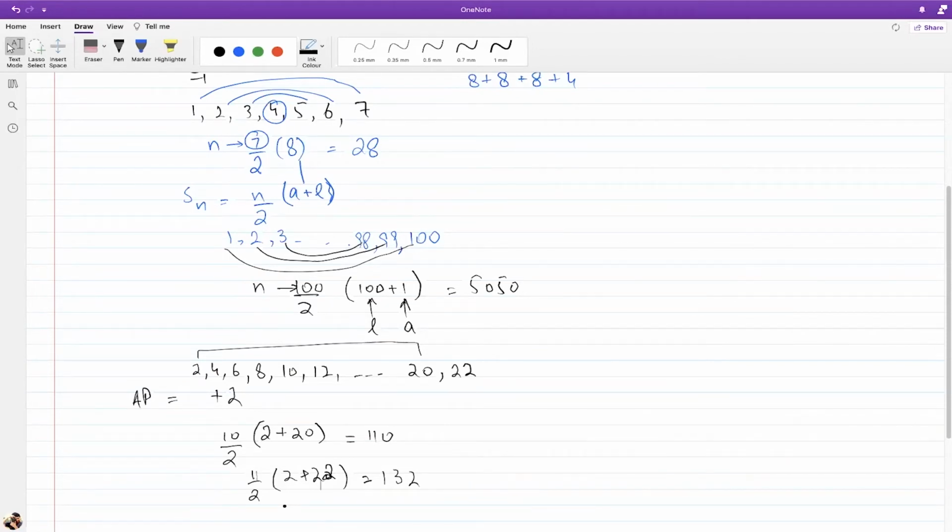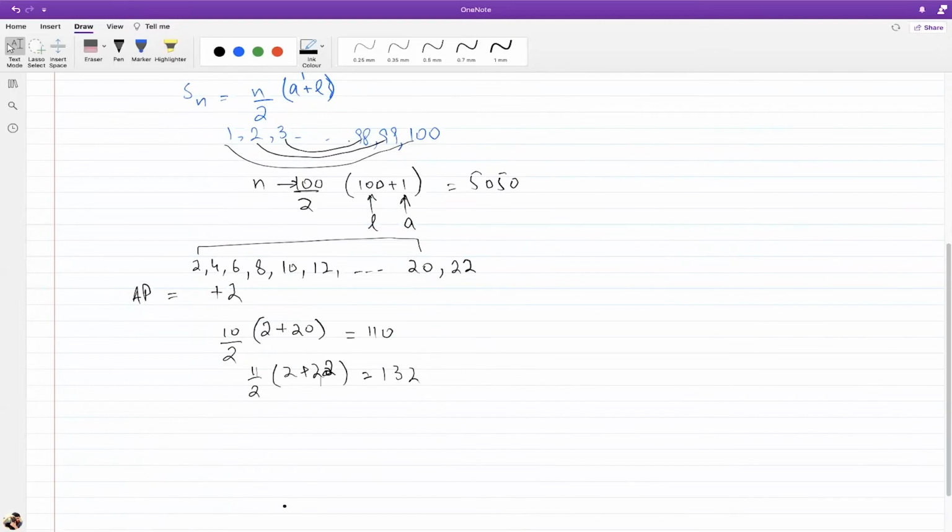Okay, so do you understand what AP is? AP is when the rule is you add or subtract a fixed number. And how do you figure this out? You take the first number, you take the last number, you make them pairs, and you can use the n by 2 thing to do that. Now here's the thing. What if I do not know the last number? Then there must be a way for me to figure out what the last number is.